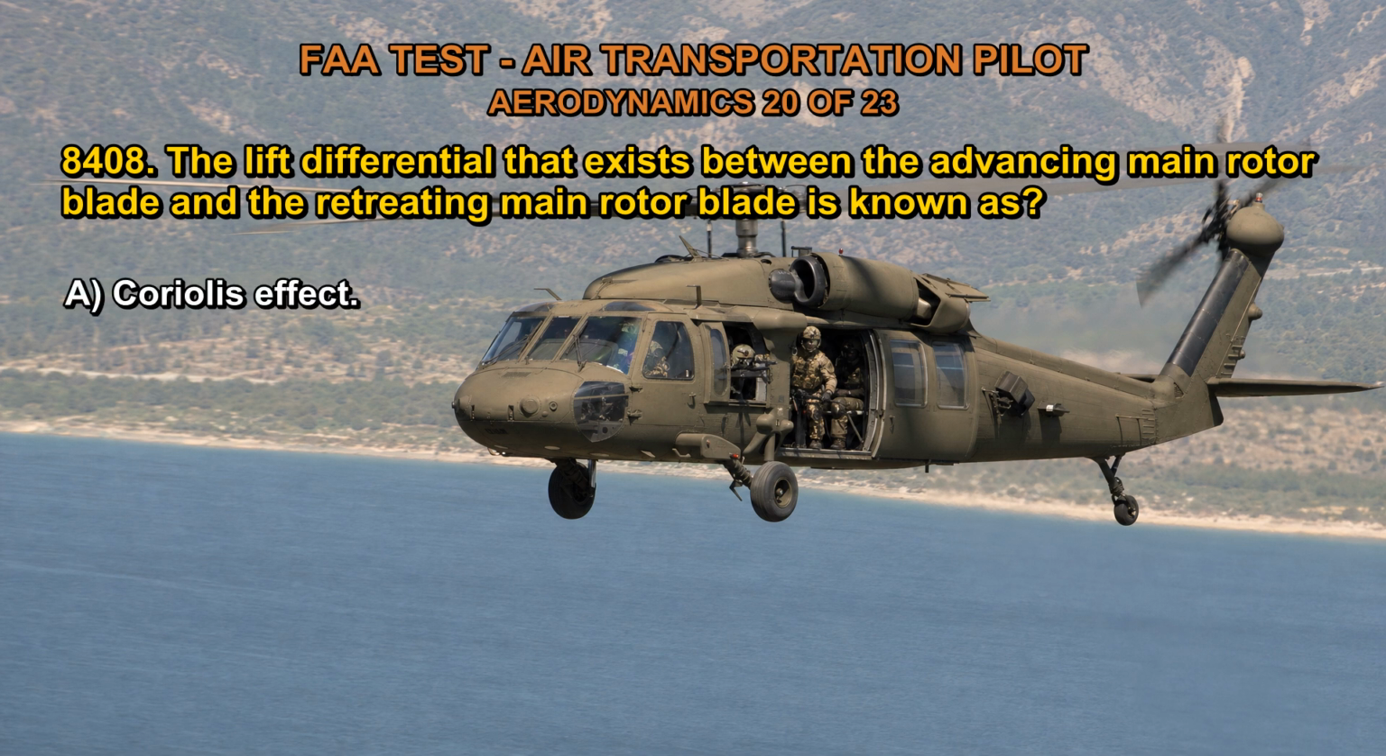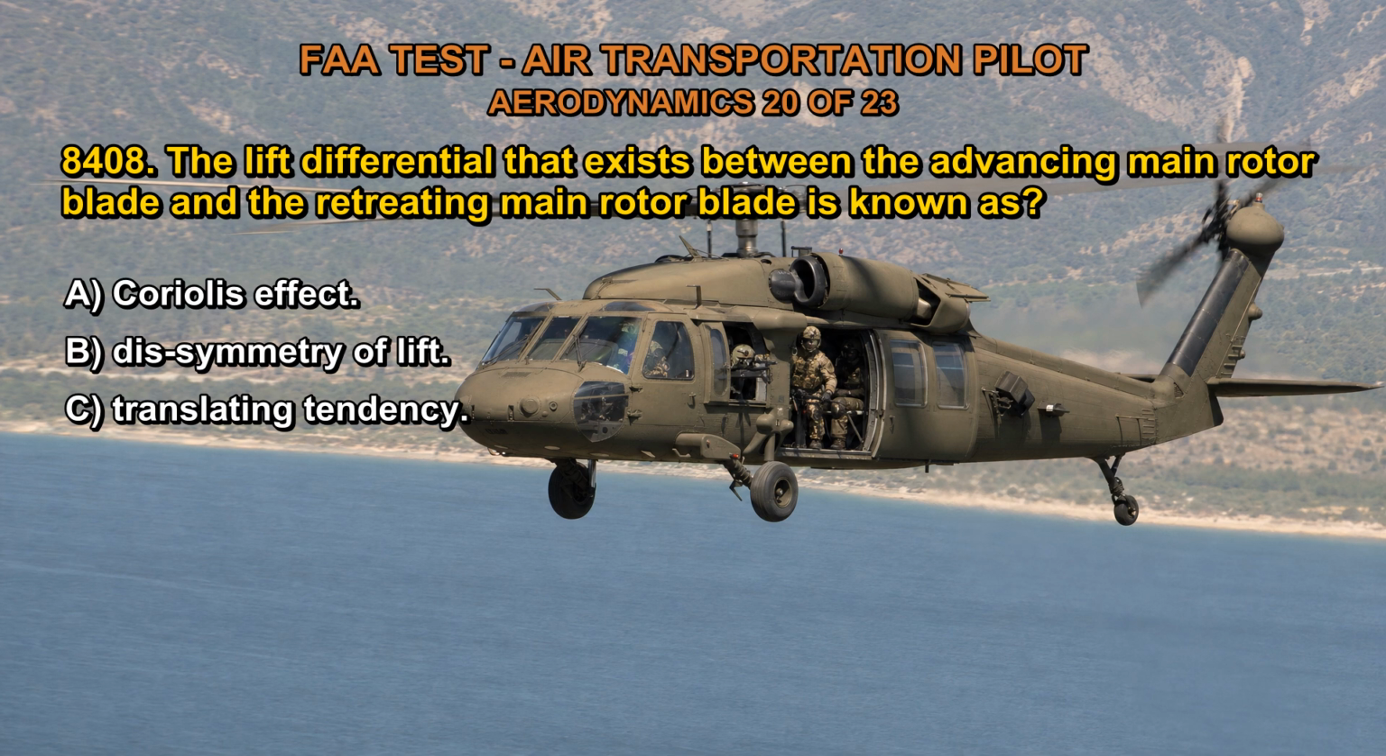Q8408. The lift differential that exists between the advancing main rotor blade and the retreating main rotor blade is known as A. Coriolis effect, B. Dissymmetry of lift, C. Translating tendency. The correct answer is B.